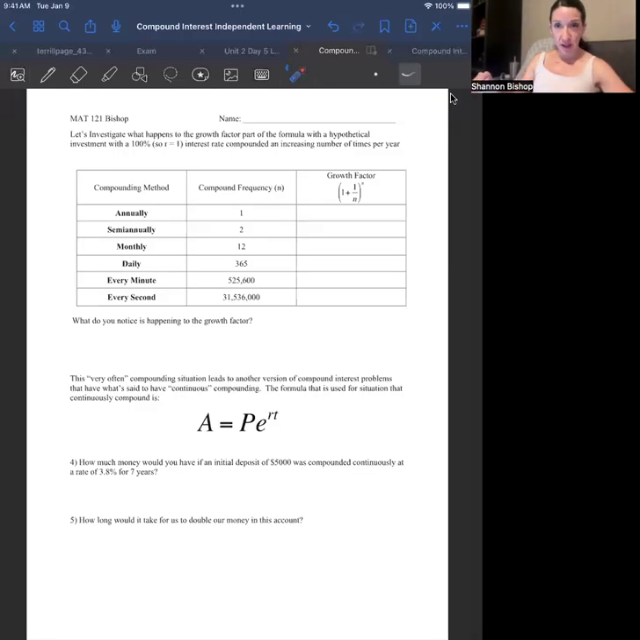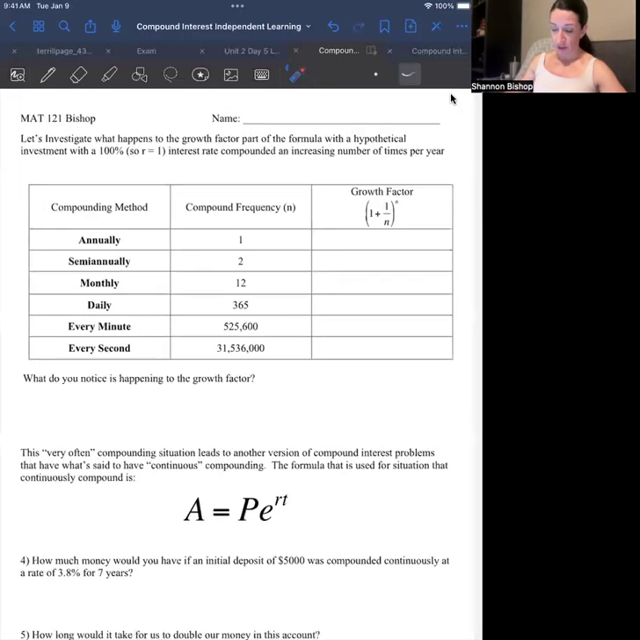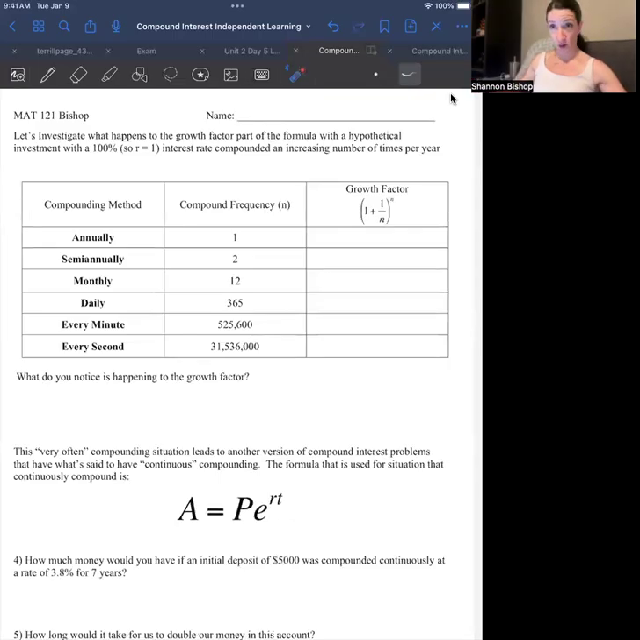All right, so let's take a look at this last section. So this is going to be a hypothetical, I fully admit, very hypothetical scenario about what would happen if we compounded more and more frequently.